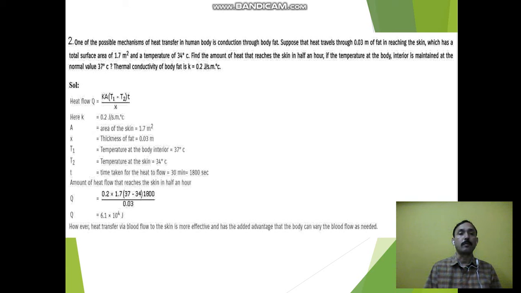Now come to the next problem. One of the possible mechanisms of heat transfer in the human body is conduction through body fat. Suppose that heat travels through 0.03 meter of fat in reaching the skin, which has a total surface area of 1.7 meter square and a temperature of 34 degrees centigrade.